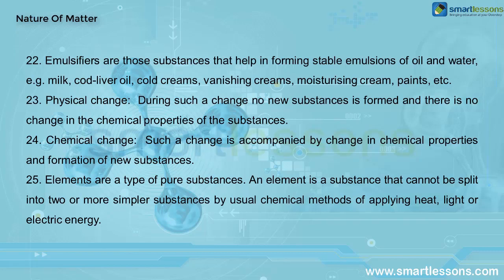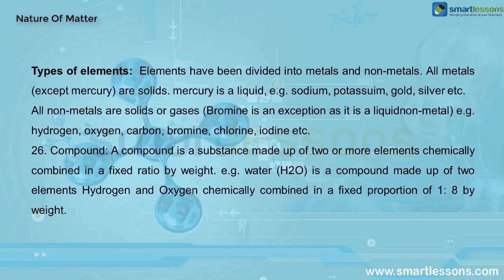Now we will understand the elements, which are a type of pure substance. An element is a substance that cannot be split into two or more simpler substances by usual chemical methods. The elements have been divided into broadly two categories, metals and non-metals. Metals are solids, but mercury is a metal that is a liquid, that is an exception. And the other solids like sodium, potassium, gold, silver, these are all examples of metals.